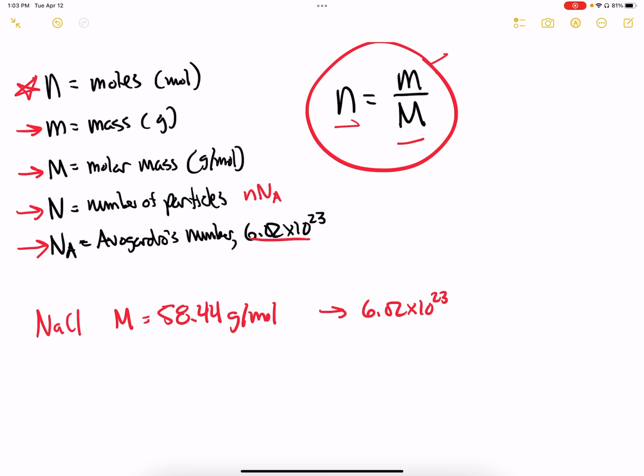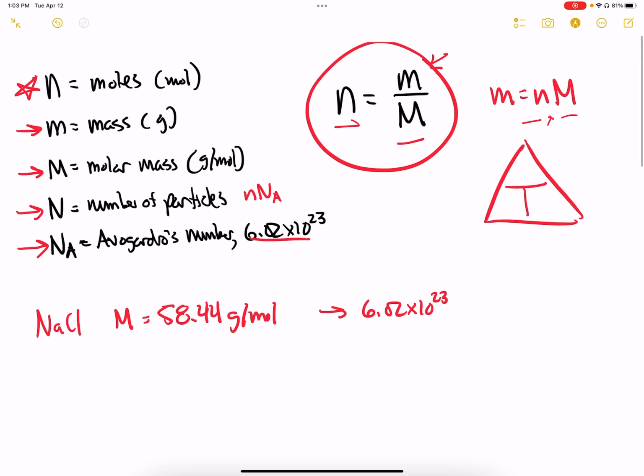If you were asked for the mass in grams instead of the moles, you would rearrange that to be N times big M, or what does 1 mole weigh times the number of moles you have. If 1 mole weighs, say, 100 grams, and you have 2 moles, well, then the whole thing weighs 2 times 100, 200 grams. That's essentially what that formula does.